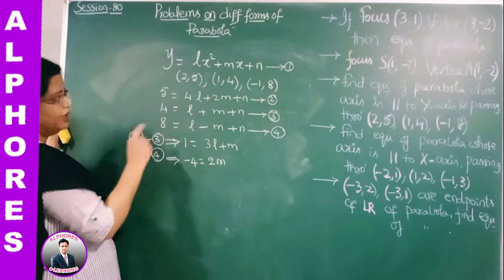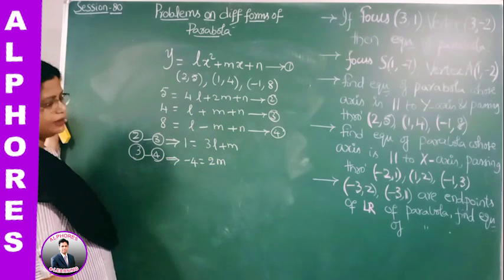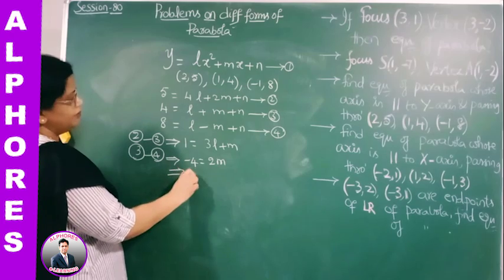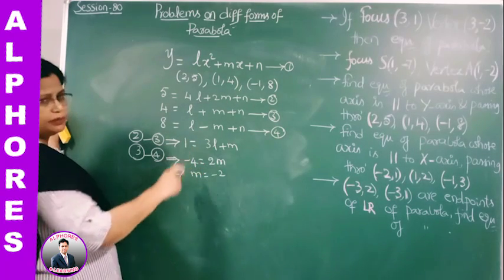L and L get cancelled. M plus M, 2m, and this also cancelled. So finally you get here m is equal to how much? Minus 2. And that m is minus 2, you substitute here.